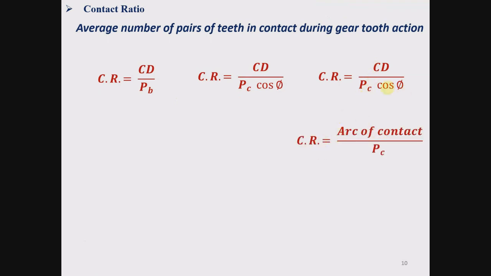What is this? CD upon cos of phi. It is the arc of contact. We have just derived this relation. Arc of contact is equal to path of contact CD upon cos of phi. Okay. So what is the final equation for contact ratio? You can write this. Contact ratio is equal to arc of contact upon circular pitch, PC.